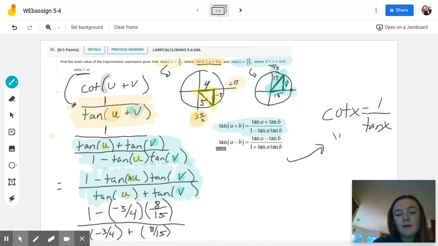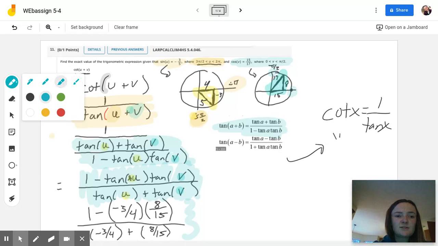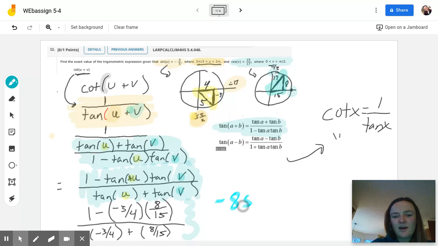So I'm going to say 1 minus the tangent of u. So I'm looking at, hey, what's the tangent of the yellow triangle? Times the tangent of v. What's the tangent of the blue triangle? If you use your calculator here, what you're going to get as an answer, and hopefully I'm remembering this right, I think it was negative 85 over 13. But I do not remember entirely. So I really hope that that is right.